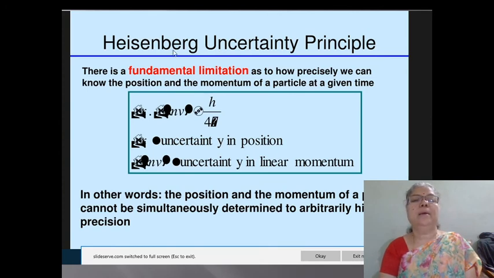Then again, this is the uncertainty principle that we recall: the position and momentum of a particle cannot be simultaneously determined to arbitrarily high precision.